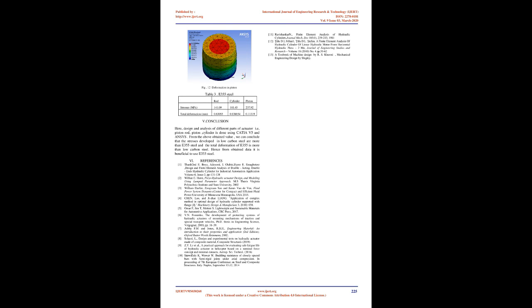From the above obtained values, we can conclude that the stresses developed in low-carbon steel are more than in E355 steel, and the total deformation of E355 is more than low-carbon steel. Hence from the obtained data it is beneficial to use E355 steel.